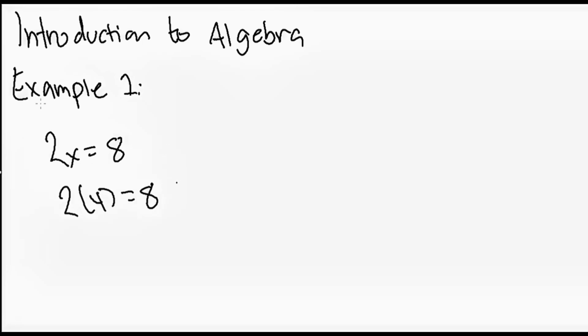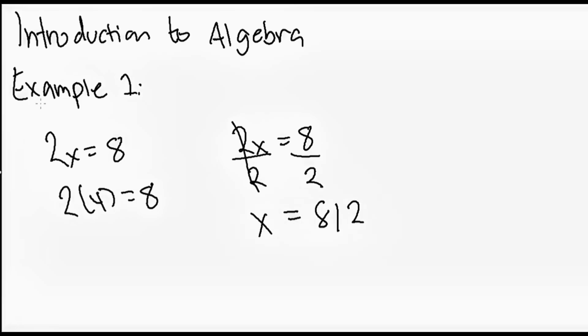But when we have to find a solution, we have to write it in another way. So let's say 2x is equal to 8. Since this is multiplication, we want to do the opposite operation of it. So we want to divide it by 2 so that the 2's can cancel. But whatever we do to the left, we also have to do to the right. So x is 8 over 2, or 8 divided by 2. So what is 8 divided by 2? 8 divided by 2 is 4.